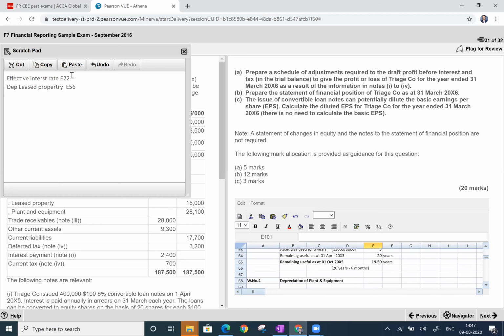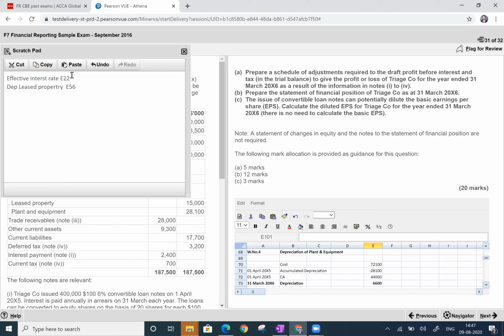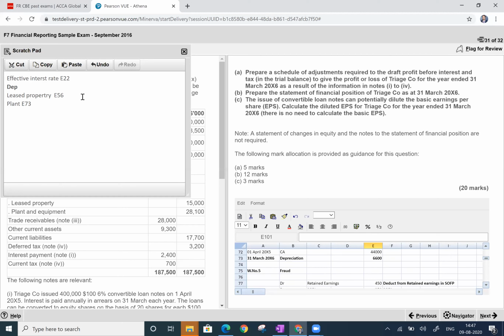Next, let's go down. Depreciation of plant and equipment is E73. So depreciation of leased property, then depreciation of plant. This is for your purpose, so you can write like this: E73. So we have all the information on the left hand side in the scrap paper, and we can avoid going up and down. Then fraud. Fraud is E78. Anything else?